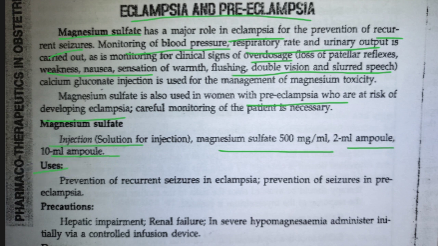See what the uses are. Recurring seizures will be prevented, eclampsia will be prevented, and the pre-eclamptic condition will be prevented. So, what is the precautionary measure? We will keep the person under observation. Why? To avoid these things. Hepatic impairment and renal failure are the commonly seen disorders because of this medication.